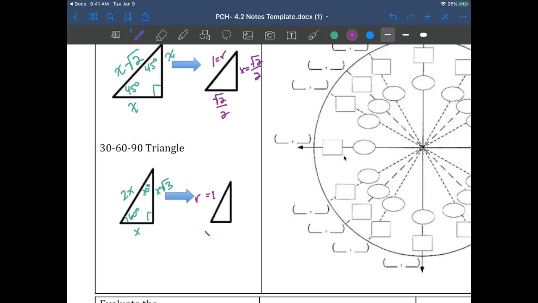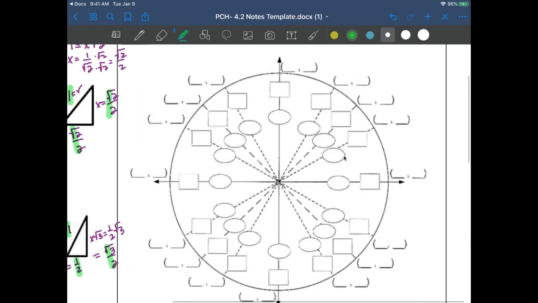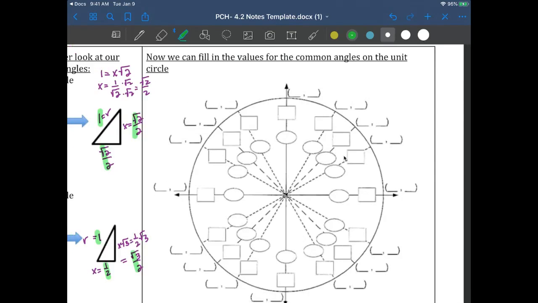So that means that x is going to equal 1/2, and then x root 3 is going to equal 1/2 root 3, which we call root 3 over 2. So we use these ratios when we write in the coordinates in our unit circle. Okay, so let's go ahead and look at the first quadrant of our unit circle.